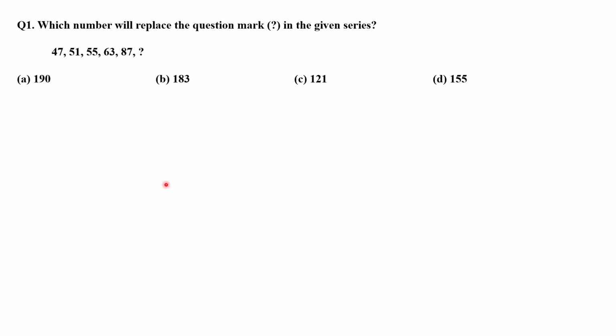So whenever you see a series question, your first step is to find the difference between the neighboring numbers, isn't it? So let's find out the difference here. So 47 and 51, the difference is 4. Here also the difference is 4. Here the difference is 8. And here the difference is 24.